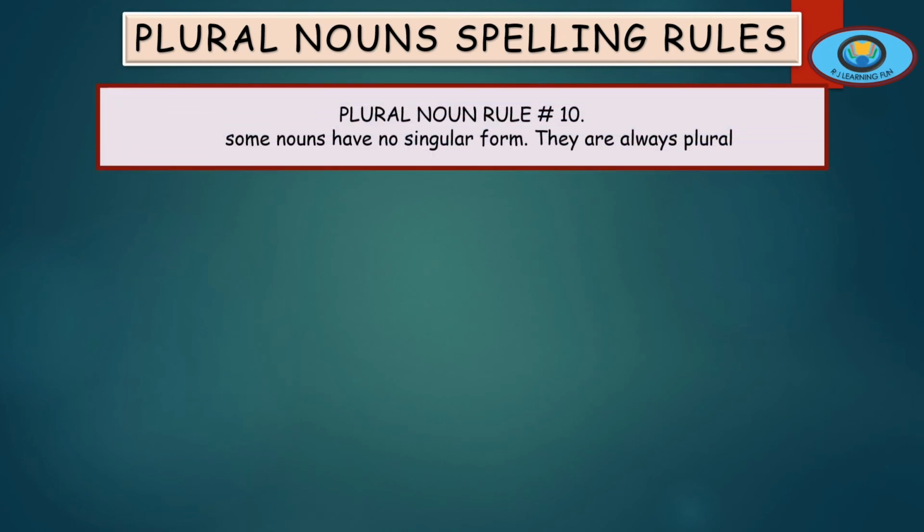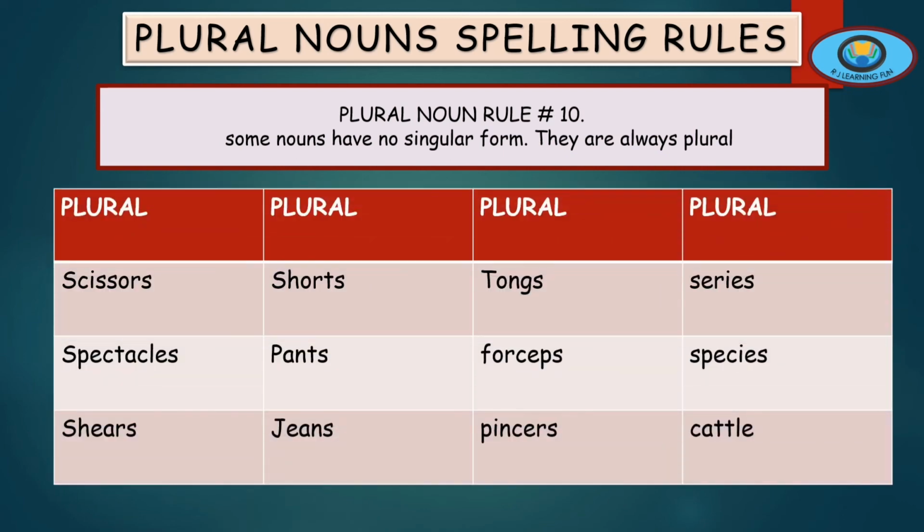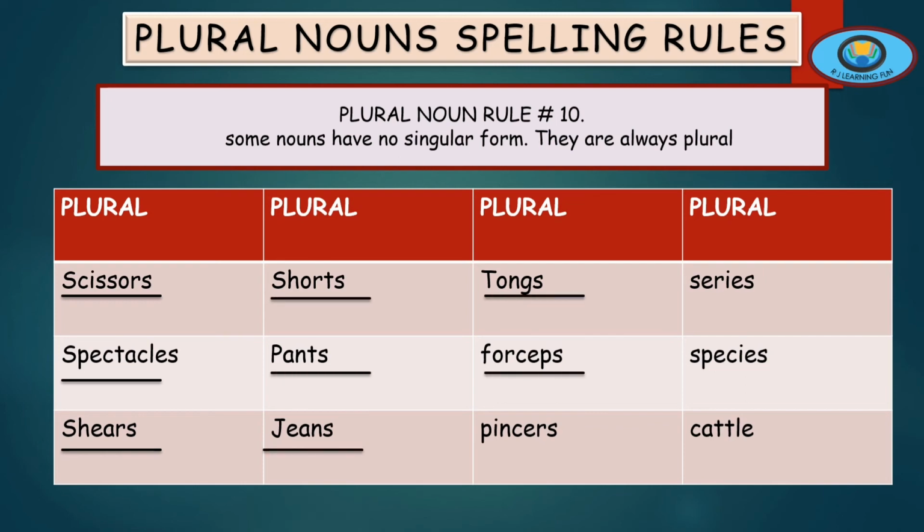Plural noun rule number 10. Some nouns have no singular form, they are always plural. So you don't need to learn two forms. Just need to remember that these words cannot be used as singulars. For example, scissors, spectacles, shears, shorts, pants, jeans, tongs, forceps, pincers, series, species, and kettle.